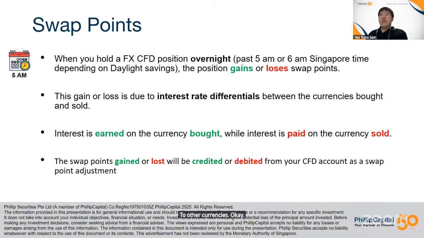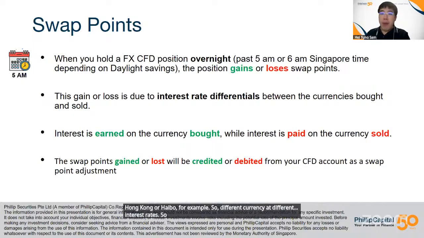Okay, so remember we talked about there's no commissions and no finance charge. But there are spreads and what we call swap points. Swap point is very unique to FX because usually only FX does this. When you hold an FX position overnight, you will gain or lose swap points. As you know, different currencies have different interest rates. Let's say Singapore, you have SORA. US dollar, you have the Fed fund rate. Hong Kong got HIBOR, for example. So different currencies have different interest rates.